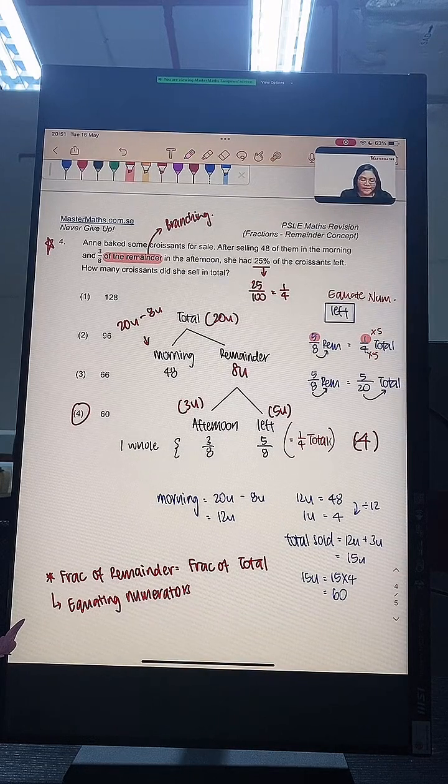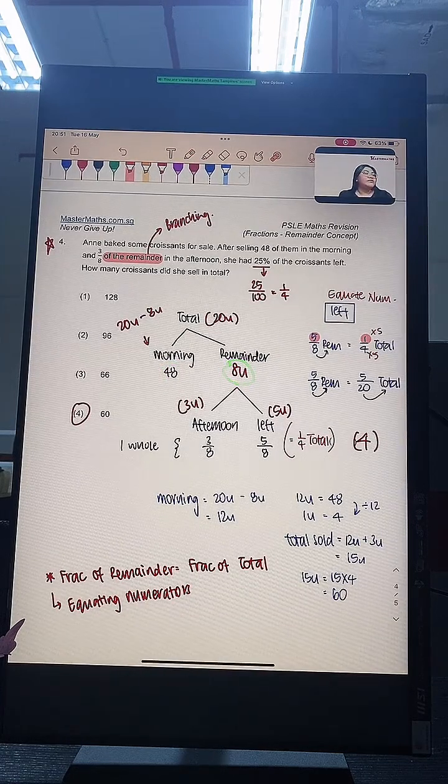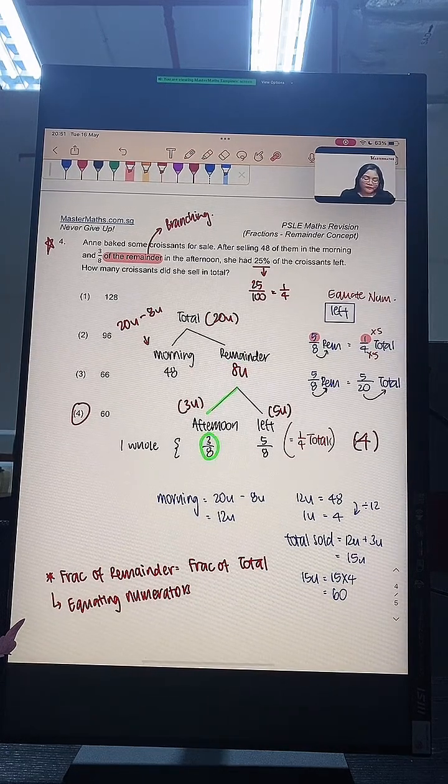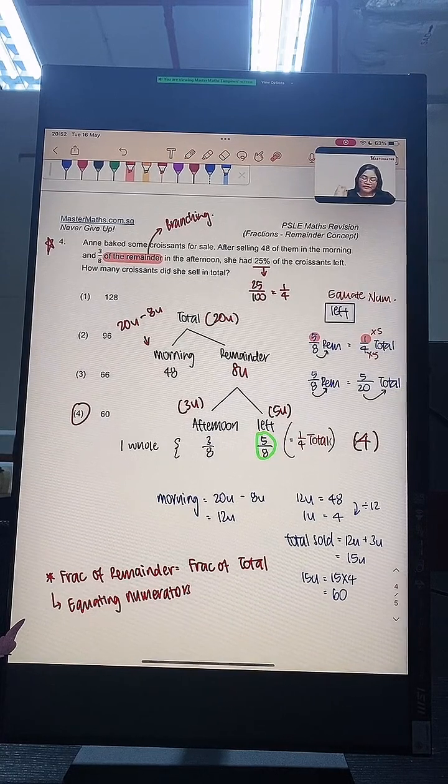Let me explain one more time. We have a total. We don't know how much this total is, no problem. We can branch it out to whatever was sold in the morning, 48. 48 was sold in the morning and we don't know this remainder, no problem as well. From this remainder, 3 out of 8 of the remainder was sold in the afternoon. That means whatever is left must be 5 out of 8. 1 whole minus 3 out of 8 to give us 5 out of 8.